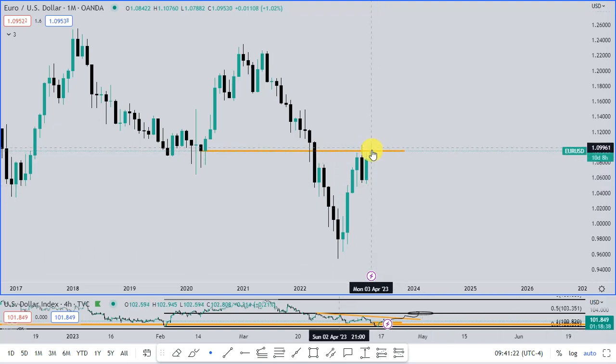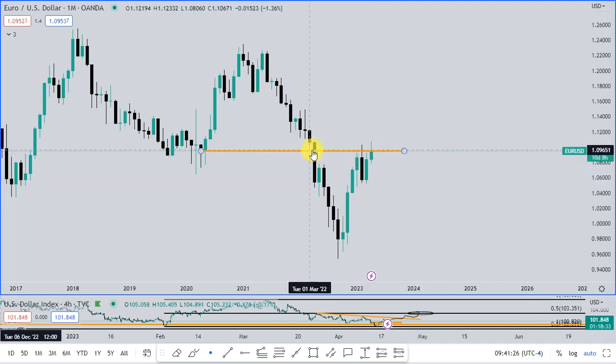But if it closes any weekly or monthly candle above this breaker block, then the next target will definitely be this level.